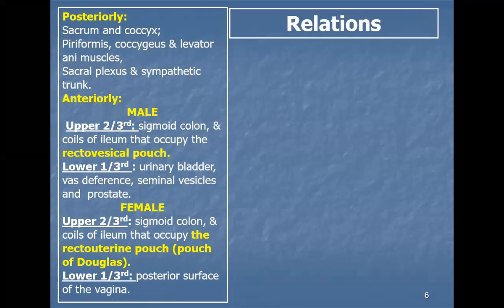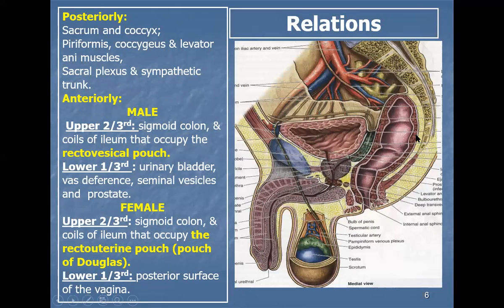Coming to the relations, posteriorly, as we already saw, it is related to the sacrum and the coccyx, in both male and female. Along with that, there are also the piriformis muscle, coccygeus, and levator muscle. All these muscles will be present here. This is the levator muscle, then the coccygeus as well as the piriformis will be beside that. All these muscles are there posteriorly.